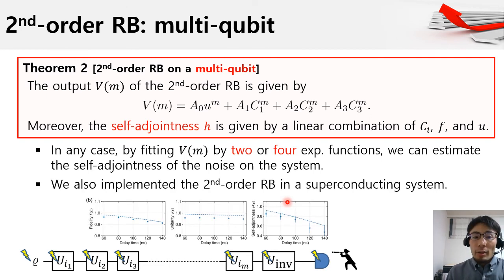Based on these analytical results, we have implemented the second-order RB in a superconducting system, and we obtained some results. Actually, there is a case where the fidelity is still high, more than 90%, but the self-adjointness can be less than 50%. In that case, the optimal recovery is not so easy.